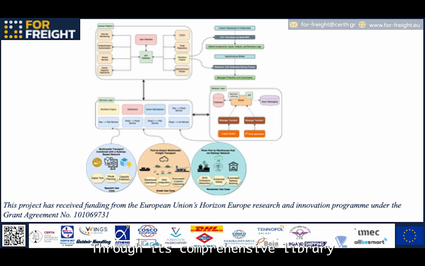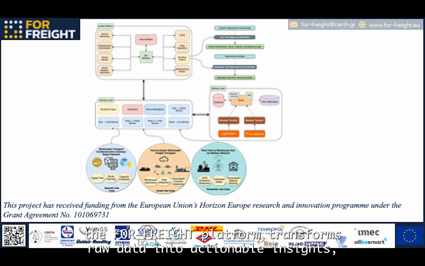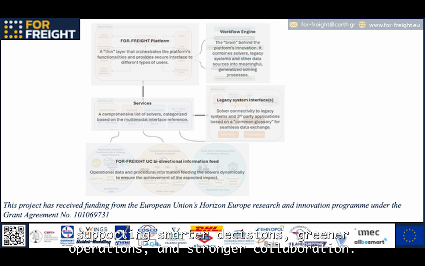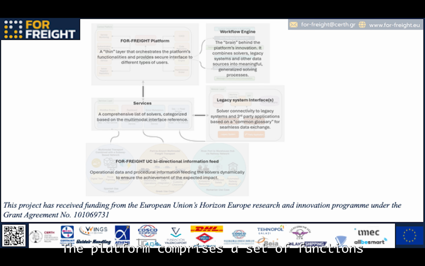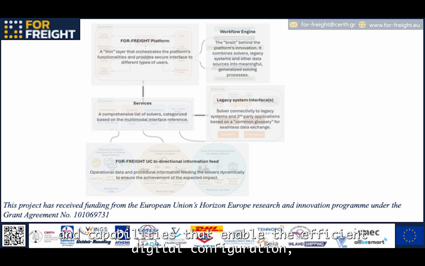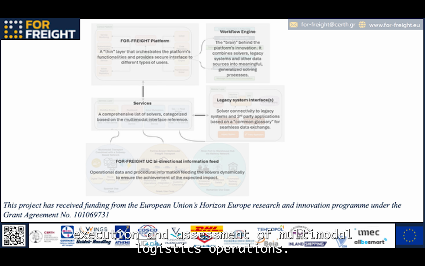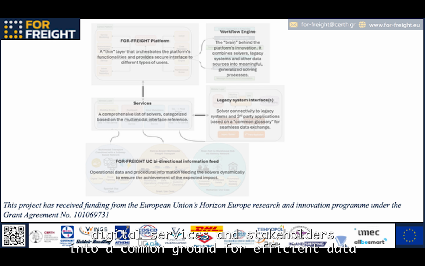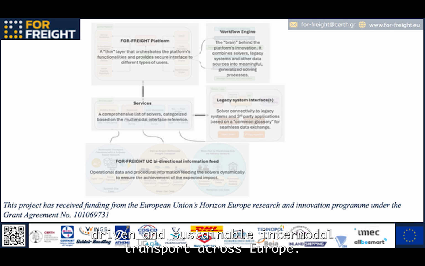Through its comprehensive library of digital solvers and innovative workflow engine, the ForFreight platform transforms raw data into actionable insights, supporting smarter decisions, greener operations, and stronger collaboration. The platform comprises a set of functions and capabilities that enable the efficient digital configuration, execution, and assessment of multimodal logistics operations, acting as a community layer that integrates existing logistics systems, digital services, and stakeholders into a common ground for efficient, data-driven, and sustainable intermodal transport across Europe.